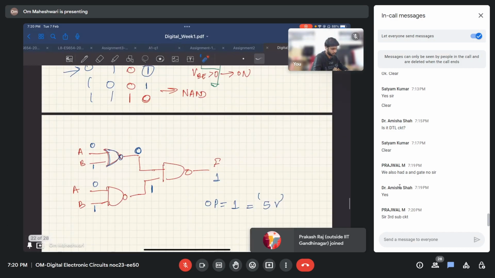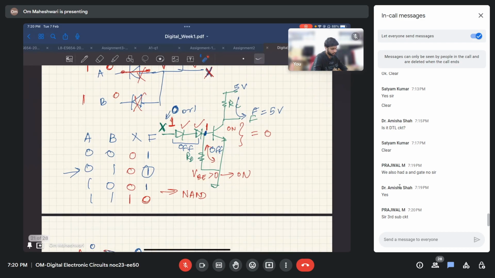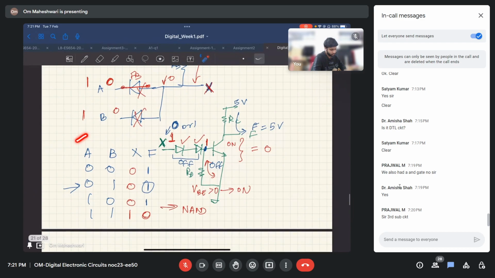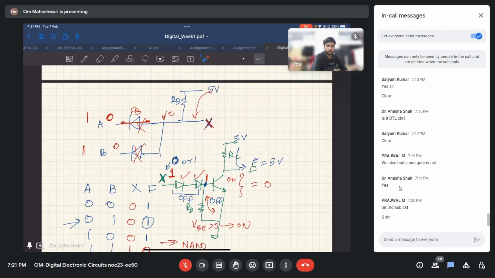Third sub-circuit. What? Yeah, okay, fine. Let us find. Yeah, this part you can say is an AND gate, but this is only diode resistor logic, not diode transistor.